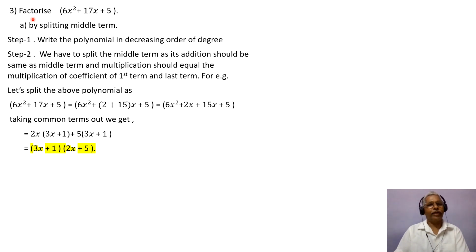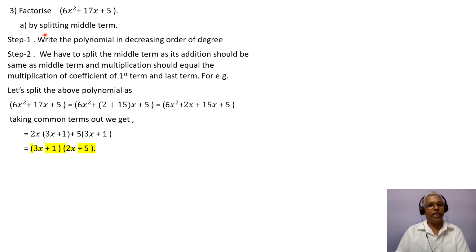Now third one, factorize 6x square plus 17x plus 5. Now we will try to factorize this by both the methods. You can see here the coefficient of the first term, x square, is not 1 as it was in the earlier case, but is 6. This is very important. How do we deal with this? So we will try to factorize this by both the methods.